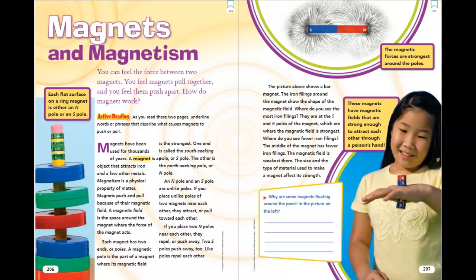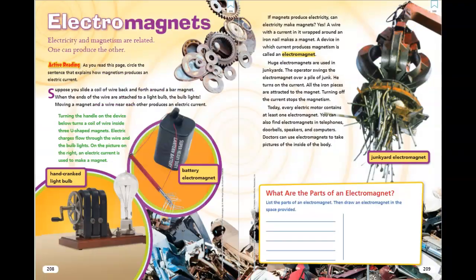The picture above shows a bar magnet. The iron filings around the magnet show the shape of the magnetic field. Where do you see the most iron filings? They are at the S, or south, and N, or north, poles of the magnet, which are where the magnetic field is strongest. Where do you see fewer iron filings? The middle of the magnet has fewer iron filings. The magnetic field is weakest there. The size and the type of material used to make a magnet affect its strength.